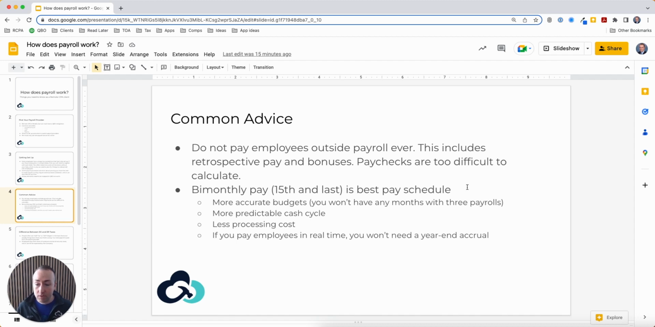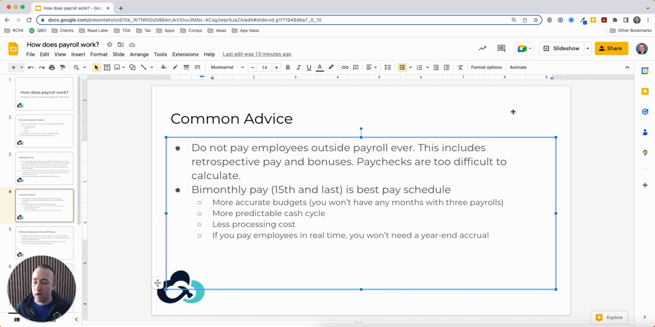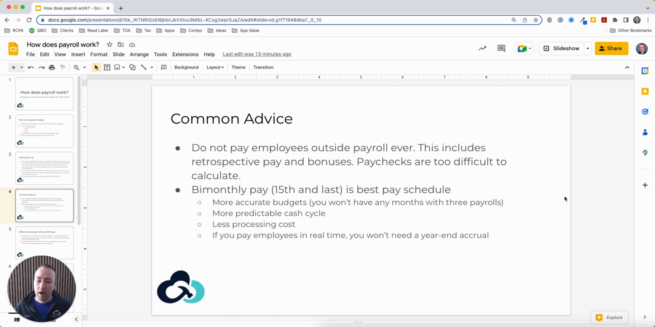The best pay frequency we've decided is bi-monthly, usually the 15th and the last day of the month. This makes your budgeting a lot more accurate because you won't have 2 months that have 3 payrolls. So if you do bi-weekly, most people do every other Friday, every year you will have 2 months that have 3 payrolls, and those months will fluctuate from year to year. Sometimes it might be March, April, September, or October. And then when you're looking at your financial statements, you'll wonder, why was payroll so much more in September? Well, it's because there were 3 pay runs.